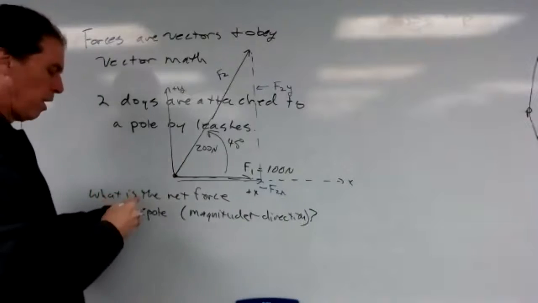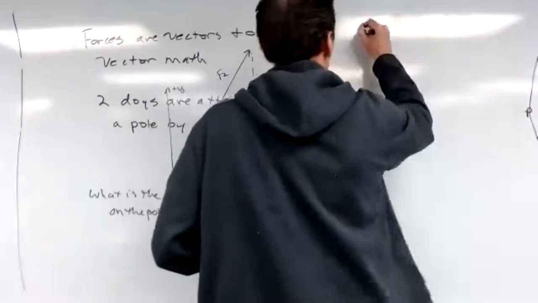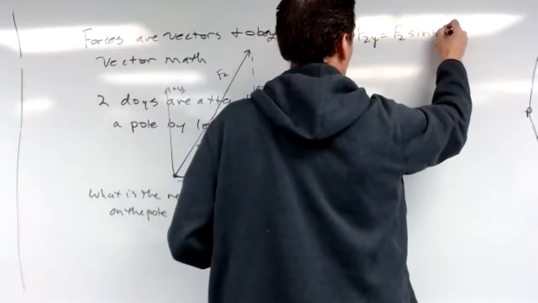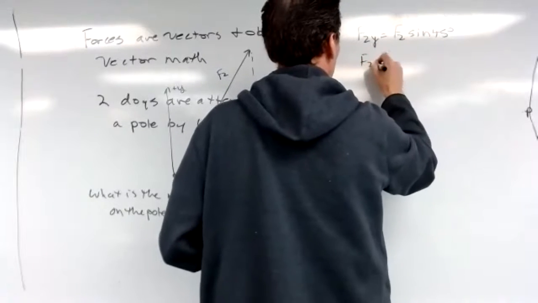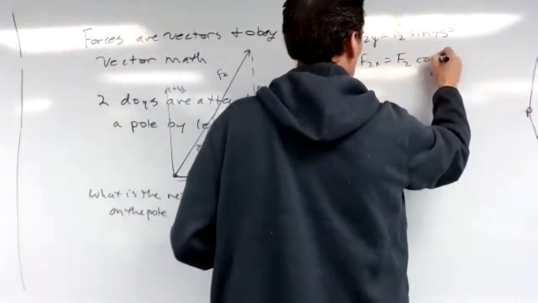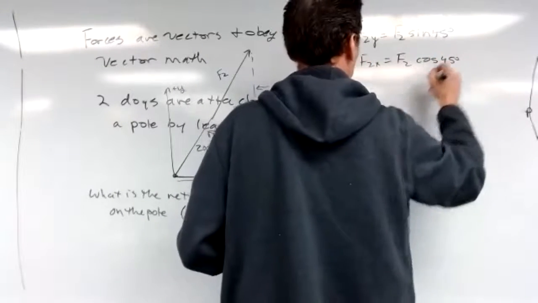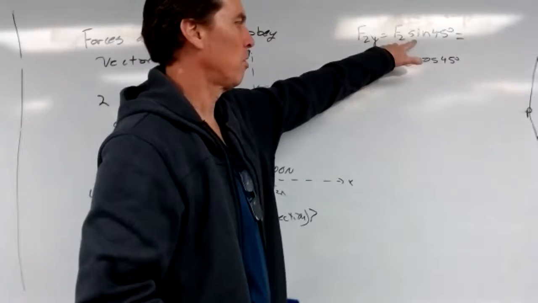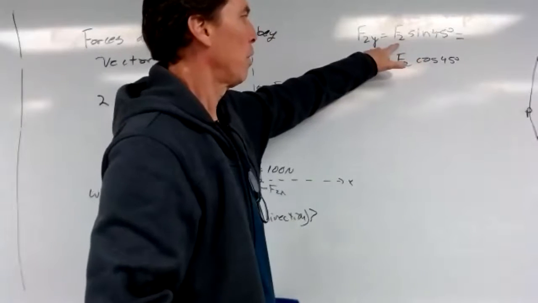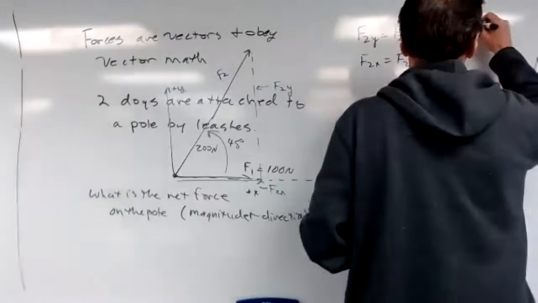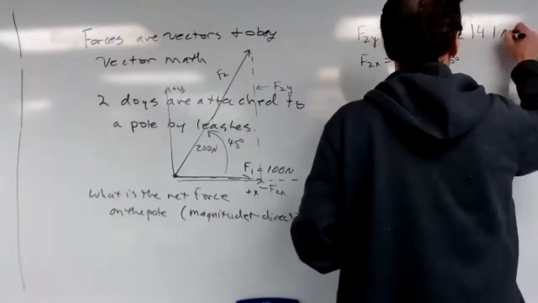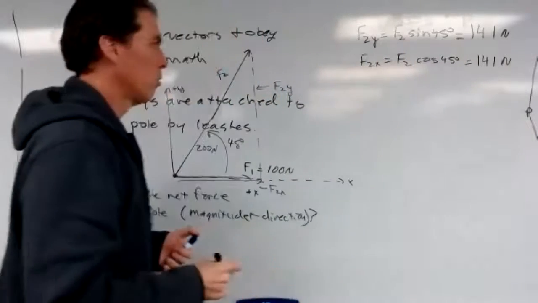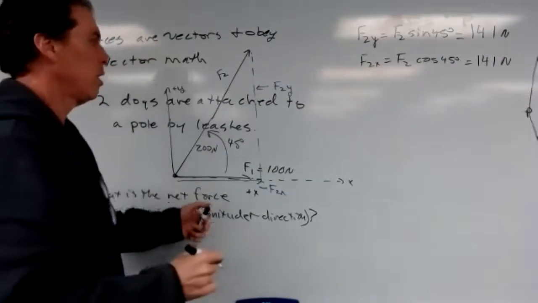And if that angle is 45 degrees, then I can say, look, F2y is equal to F2 sine 45 degrees. And F2x is equal to F2 cosine 45 degrees. And I don't know what that is. So sine 45 degrees is 0.707 or something like that. And so if I multiply that by 200, it's about 141, I think, newtons. Yeah. And same thing with this guy, 141 newtons.